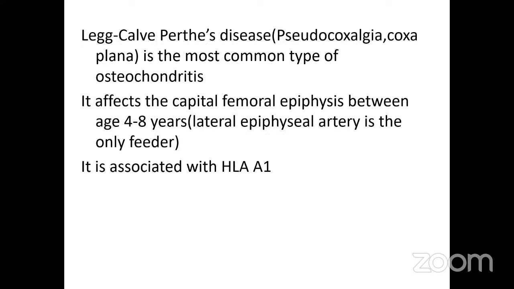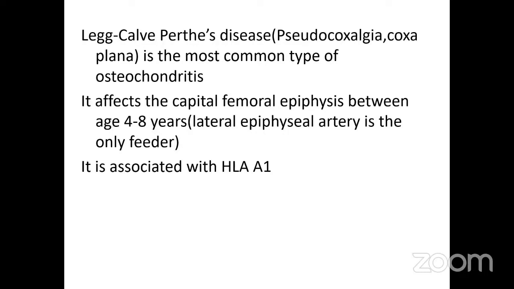What happens after 4 years? The physis is the growth plate. The growth plate will be well formed after 4 years in a child. So it will act as a barrier so that it will never allow the metaphyseal vessel to cross the physis to reach the epiphysis. So the only feeder of the femoral capital epiphysis between 4 and 8 years is nothing but the lateral epiphyseal artery.